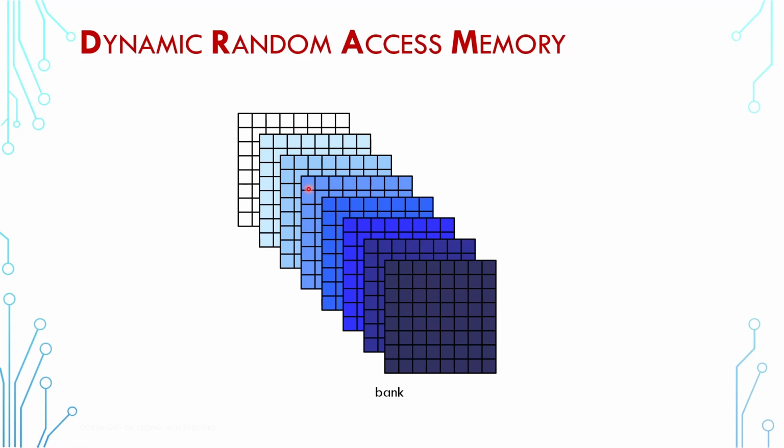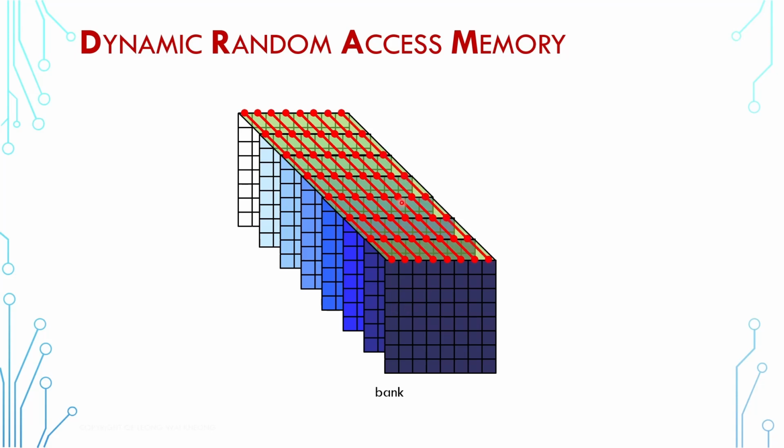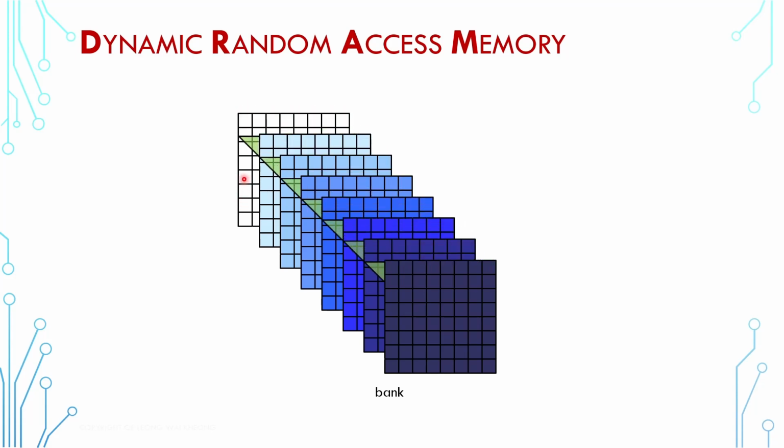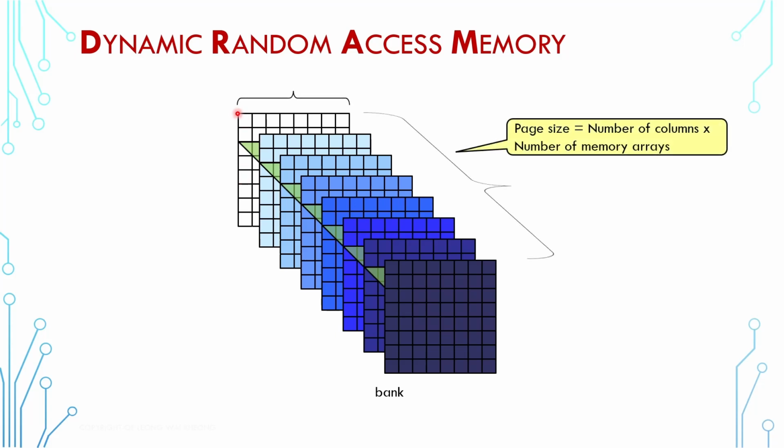Before we move on, there is another terminology, and it is represented by this imaginary plane. This plane is called a page. Why? Because if you look at it, this is one line of data, this is another line, and so on and so forth. If we treat this as a book, not a bank, this is similar to a page in a book, and these are sentences in a page. And this is the second page, and this is the third page, and so on and so forth. The size of a page is number of columns times number of memory arrays.